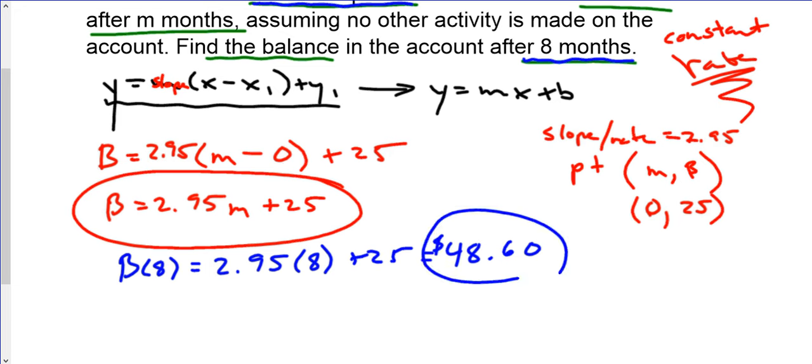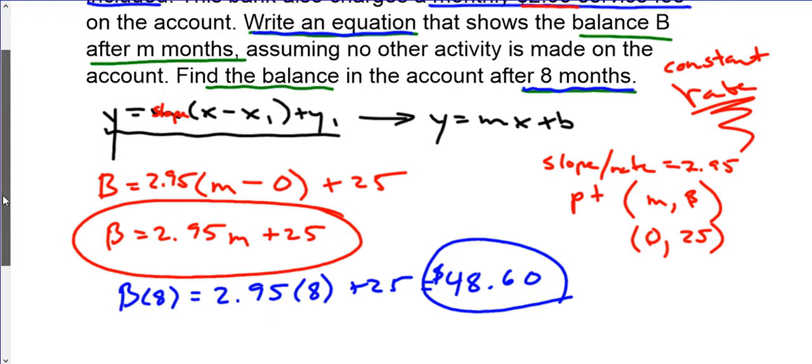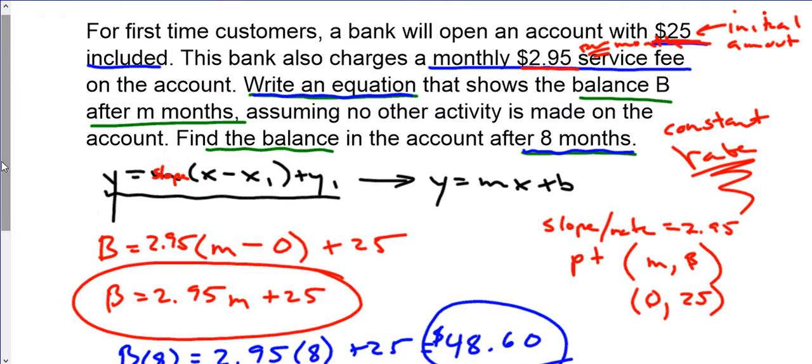What we have right here is $48.06. That is what our balance is going to be after 8 months. And so we answered 2 questions. That is one example application of how to create lines and use them to solve different problems.